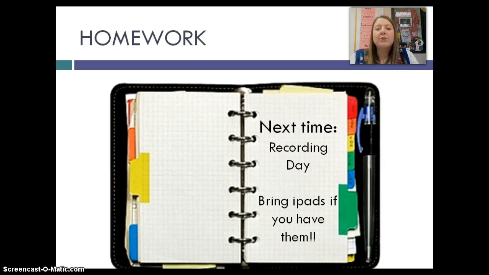You'll put all your pictures into a particular program, and I've got a bunch of options for you, and then you'll record over them. You'll tell the story of the trait that you chose. So if you have an iPad, please bring it on Friday. By no means do you have to have an iPad. There's lots of cool programs out there that don't require an iPad. So at this point, you are working independently on task 7. Find those pictures. And I'll see you on Friday.